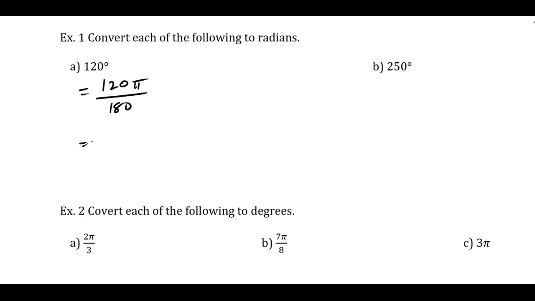And then use your calculator, or if you think you can do that in your head. I mean, some of them are easy. 120 is 2/3 of 180. Or, like I said, use your calculator, and you get 2 pi by 3. Okay, try the next one.